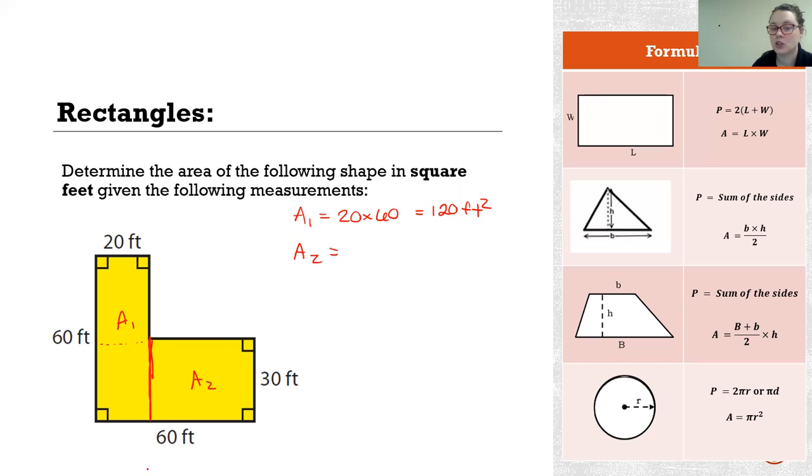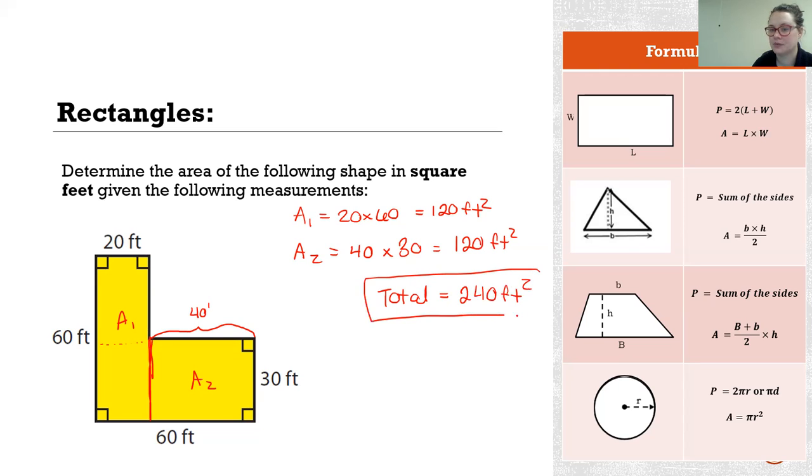Area 2 is not 60 times 30, because this rectangle is not 60 long anymore. So what we need to do is find out, what's the length of this side? 60 take away 20 gives me 40. So this one's going to be 40 times 30, which equals 120 square feet. Total, just add them together. 120 plus 120 gives me 240. So we're just breaking them into simple shapes.